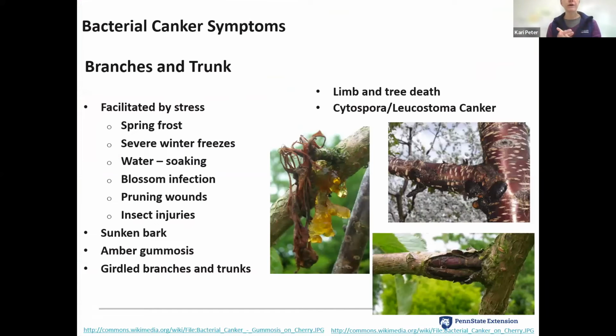In the branches and the trunk, the symptoms you will see are, again, facilitated by stress, whether it's a spring frost, blossom blast infection, severe winter freezes, pruning wounds, or insect injuries. You'll see sunken bark. You'll see gummosis oozing out. Limb death, tree death. You can also get a predisposition to other cankers like Cytospora, Leucostoma canker. It looks really ugly when you have the disease in the trees.